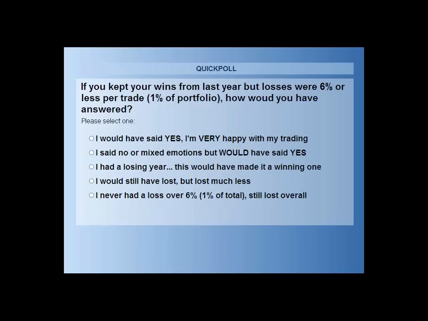Okay, so let's think about that. What would happen if you had limited your losses to less than, let's say, 6 or 7%, and kept all your wins from last year? How would you have answered that previous poll? Would you have been happy with your trading results? Had you originally said no or mixed emotions, would this have made you say happy? If you had a losing year last year, would this have made it into a winning year if you had kept your losses to 6%? Or would you still have lost, or lost much less? All right, so some of those answers are coming in.